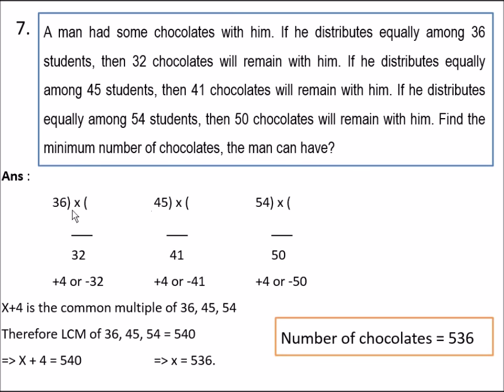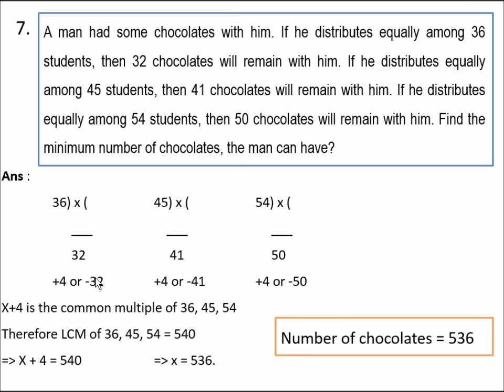So let us assume the number of chocolates he has is x. When it is divided by 36, the remainder is 32. So if we add 4 more chocolates, then these chocolates can be equally distributed. Or if we subtract 32 chocolates, then these can be equally distributed. Similarly for the second case, plus 4 or minus 41, and for the third case also plus 4 or minus 50. So from all these three cases, plus 4 is the common case for all three.